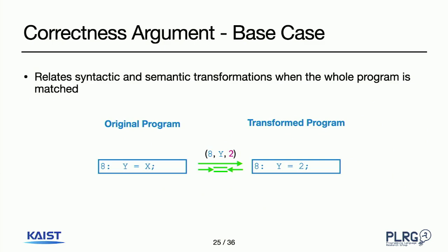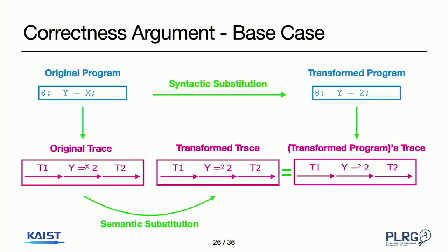First, the base case relates syntactic and semantic transformation when the whole program is matched. So in this example, the original program, y assigned to x, and the transformed program, y assigned to 2, are equivalent up to the matcher output 8, y, and 2. To be more specific, the correctness argument is defined as follows.